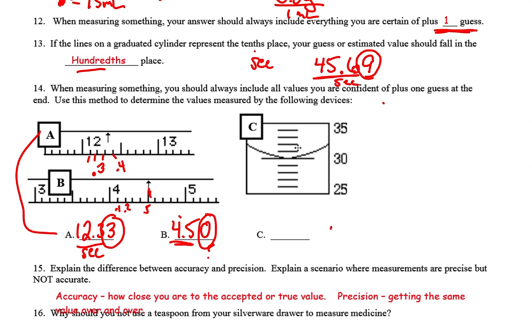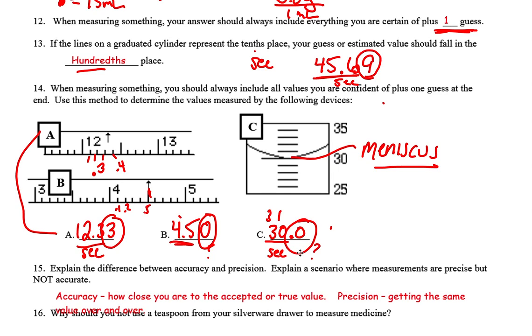And finally, let's do this one. Here's the meniscus. Remember, the bottom of the curve is the meniscus. You should know that. So it looks like it's on the 30, and I also see the 31 line, the 32, the 33. So I'm going to write down that it's on the 30, and it's 0/10 of the way between the 30 and the next line up, which is the 31 line. So I'm going to say 0.0. That's my guess. So it's everything you see, and then followed by a guess.